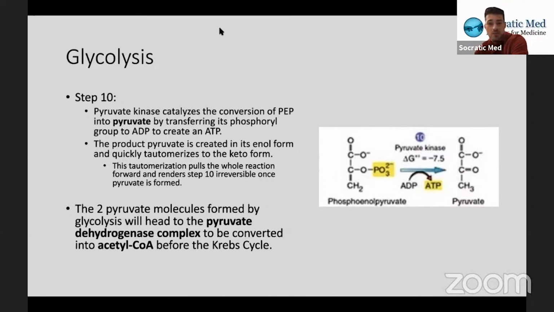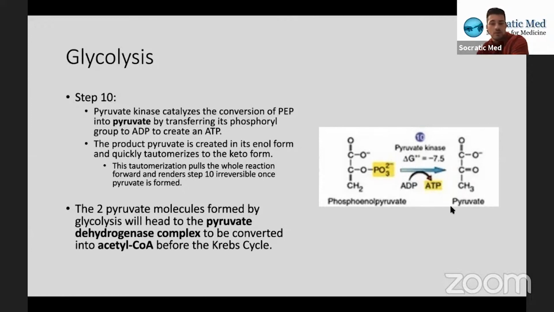So this is going back a little bit to what I was just talking about a couple of minutes ago. The original reaction from phosphoenolpyruvate to pyruvate is technically reversible, but because the enol form of pyruvate so quickly tautomerizes to the keto form, and the keto form is so much more stable than the enol form, it's not going to be able to flip back to the enol form, and it's not going to be able to reverse back into phosphoenolpyruvate. So that's why this step is considered irreversible.